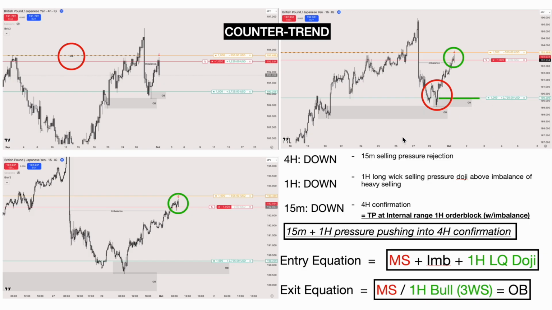Okay. And the reason we're exiting at this institutional zone is because of these 3 white soldiers moving up. That's the pattern that is indicative of the institutional zone.